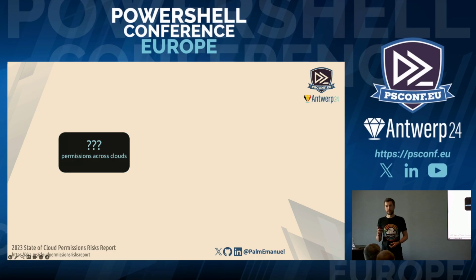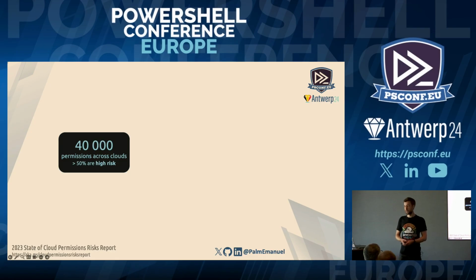100,000? Yeah, that's a good guess. A little high, but we have 40,000, of which 50% are considered high risk, which means that anyone with that permission could cause catastrophic damage if used improperly.